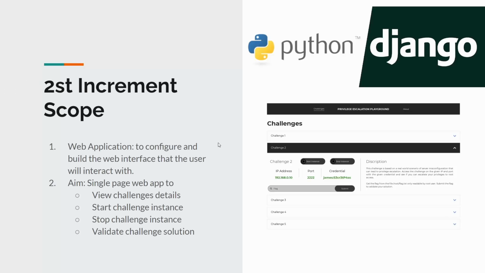This is the actual scope of this increment only, which is configuring and building the web interface that the user will interact with. The aim is to have a single page web application from which the user can view the challenge details, start the challenge instance, stop the challenge instance, and validate the challenge solution by submitting flags. So this was the mockup. The result of Progress 2 is quite close to this mockup, which we're going to see later in the demo. Okay, so now it's time for the demo.